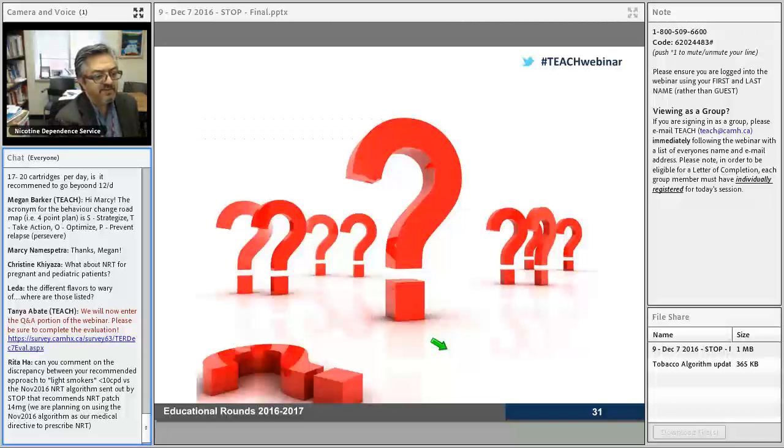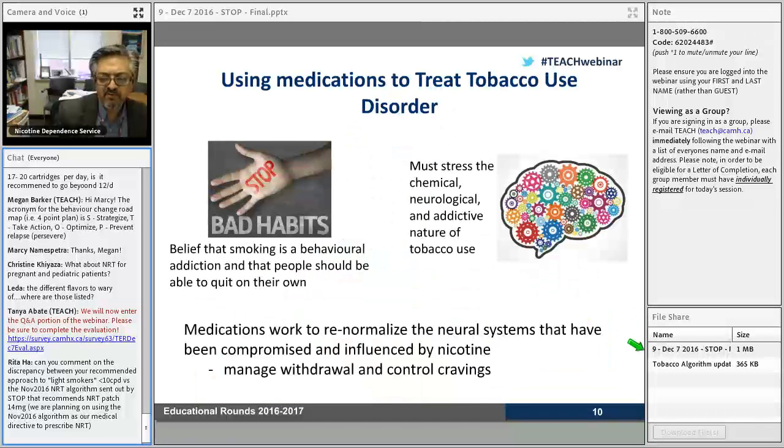And the second question is with respect to the NRT algorithm that you discussed. I could flip back to it. Some people were saying that the guidelines for light smokers were different. Their version has 14 milligram patches. I've uploaded the updated one, but I just wanted to know if you wanted to comment on that. So let me see the updated one.